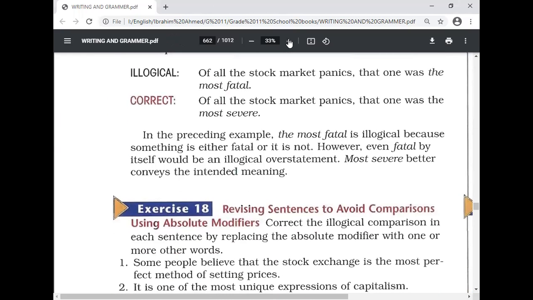Look at this example. Of all the stock market panics, that one was the most fatal. You know, fatal can't be used here, but we can use the words the most severe or the most difficult or the most decisive. In the preceding example, the most fatal is illogical because something is either fatal or is not fatal. We don't have degrees of fatality. However, even fatal by itself would be an illogical overstatement. Most severe better conveys the intended meaning.